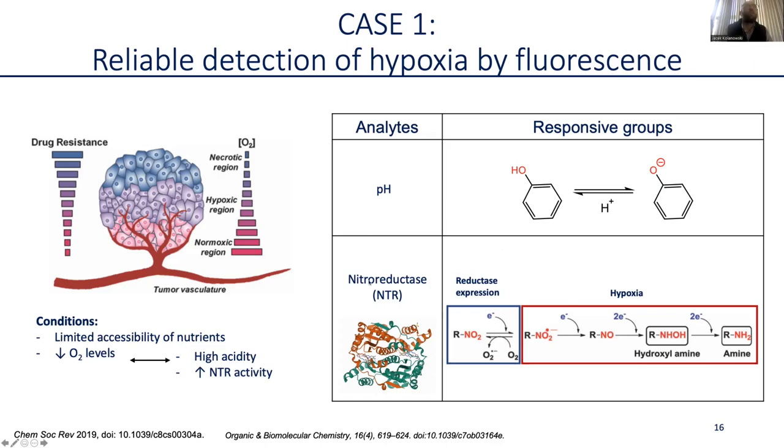So the groups which are often used to identify pH are of course the groups which are pH active, in acid-base equilibria, and nitro groups are the groups which are often used to study nitroreductase activities.